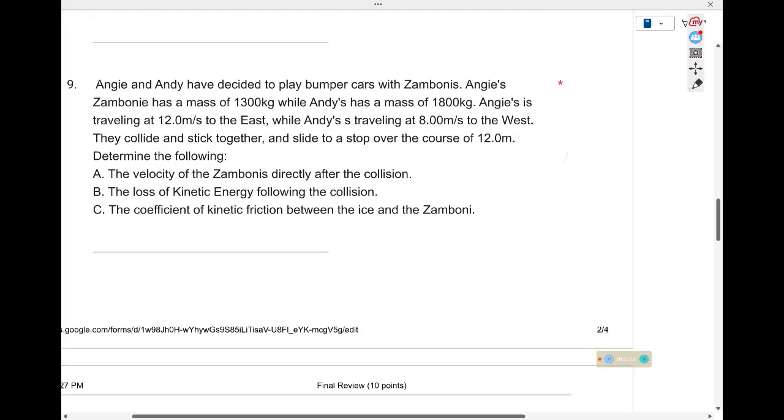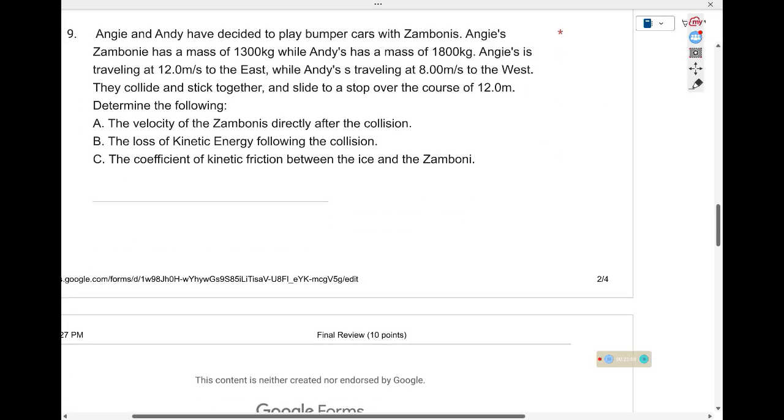So, next up, Angie and Andy have decided to play bumper cars with Zambonis. Zambonis are those big things people use to clear the ice at hockey games, in case you're wondering.